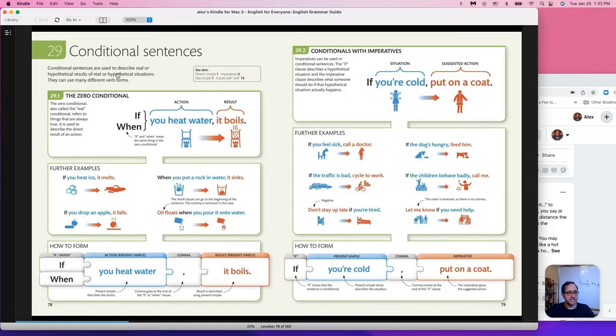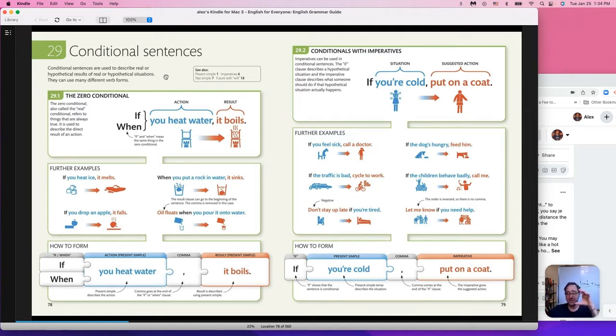Conditional sentences are used to describe real or hypothetical results of a real or hypothetical situation. What does hypothetical mean? It doesn't really happen. It could happen. Like I could say, what if aliens came to Earth? What would you do? This is a hypothetical situation. I can even be talking to someone and say, what if I jump off a bridge? And they go, do you mean you're going to jump off a bridge? And I say, no, this is a hypothetical situation.